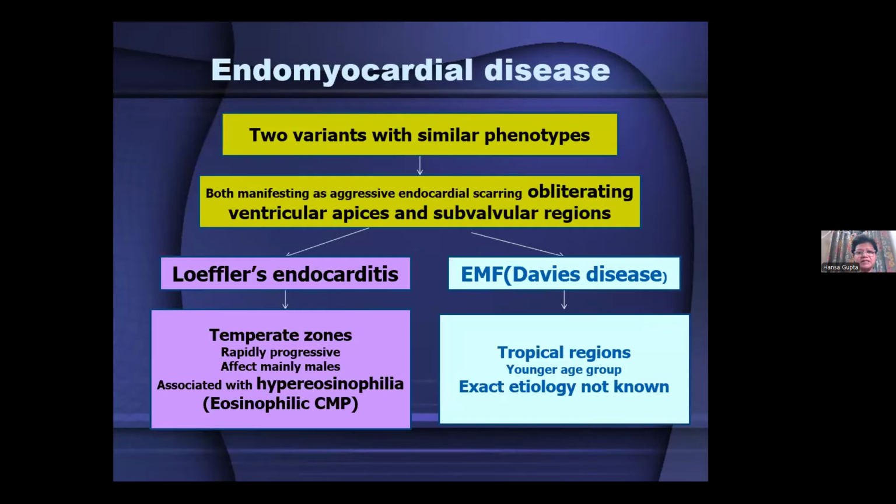Can't finish RCM before we talk a little about the endomyocardial disease, wherein you find obliteration of the ventricular apices and subvalvular region. The PML, the posterior mitral leaflet, is generally affected. And there are two types. They have similar phenotypes, but the reasons are different. The Loeffler's endocarditis due to hypereosinophilia and the EMF or Davies disease. The etiology is not known.